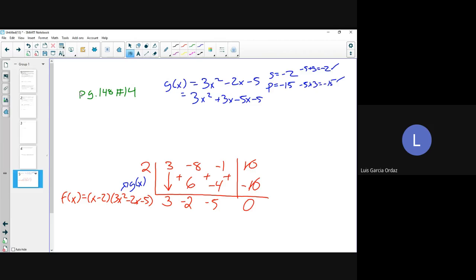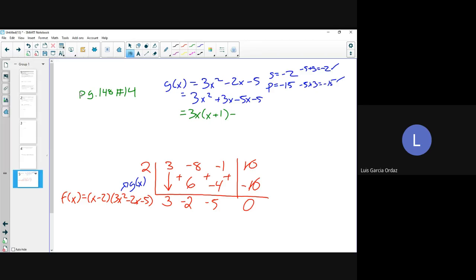The first one, so we're going to take a look at 3x squared plus 3x. Between 3x squared and 3x, what can we factor out from that? We're going to factor out 3x. So we get 3x, and we're left with x plus 1.